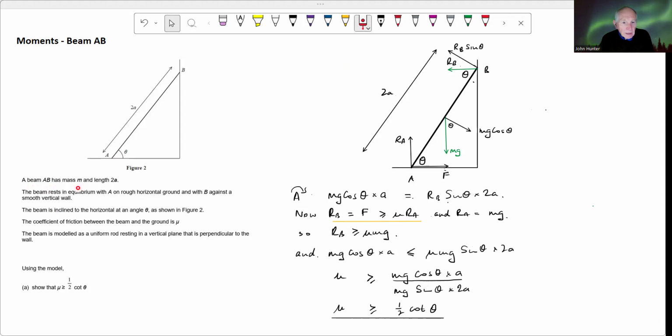A beam AB has mass m and length 2a. It rests in equilibrium with A on rough horizontal ground, that's typical, and B against a smooth vertical wall, again typical, inclined at angle theta, and the coefficient of friction is mu. It's modeled as a uniform rod, meaning the mass acts from the center, in a vertical plane that's perpendicular to the wall. That just means the beam isn't pointing out towards us or anything like that.